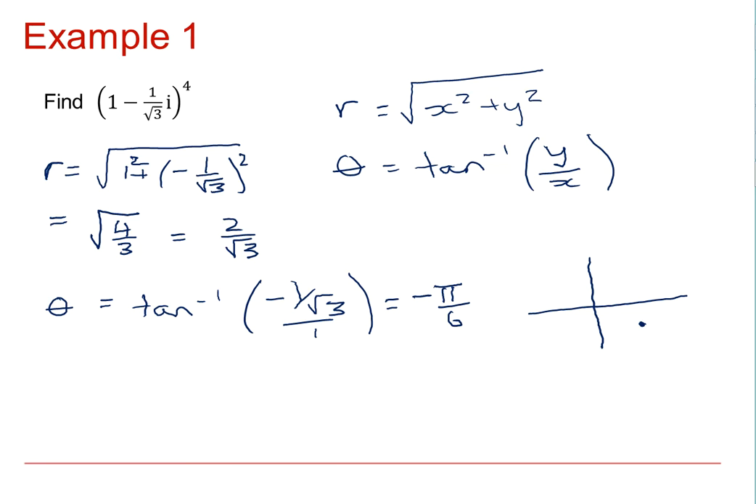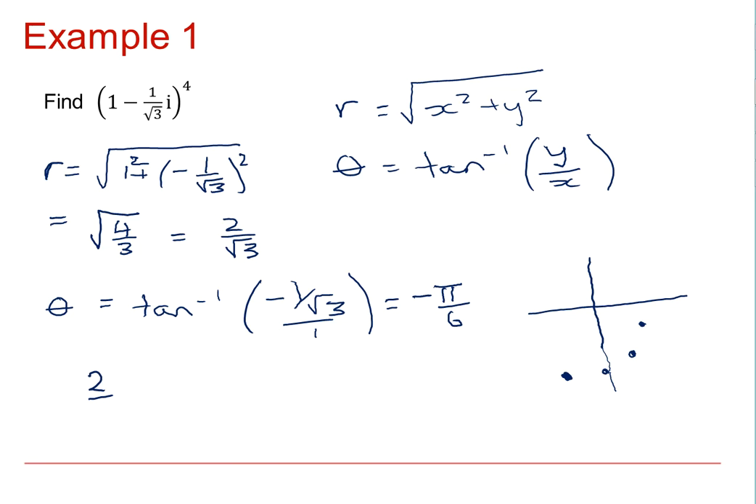Given the spiral pattern we saw on GeoGebra in the last video, let's have a think about what we might expect when we raise this complex number, 1 minus 1 over root 3 i, to the power of 4. Well, we have minus pi by 6 as the argument, which we're going to add each time. And we know that the radius is 2 over root 3, which is just over 1. So we would expect that number squared to be about there, and the number cubed to be there, again the radius expanding over time, and then the fourth power to be in this quadrant here, again with the radius expanding.